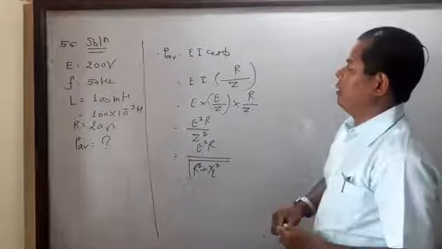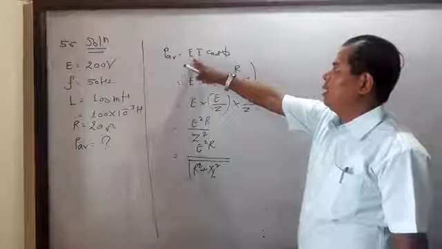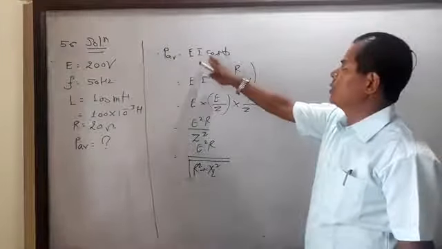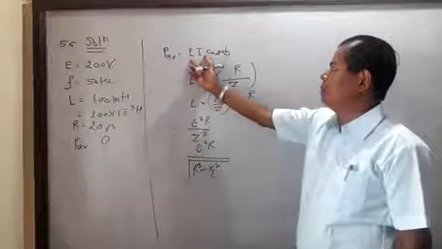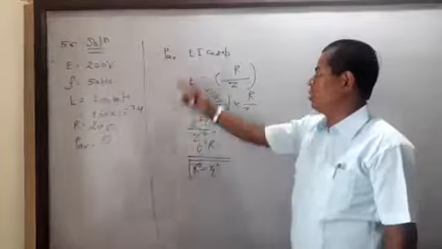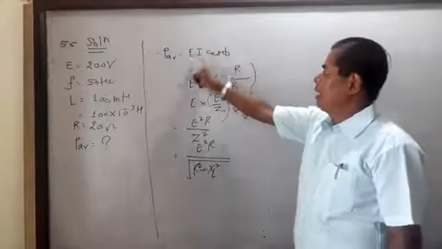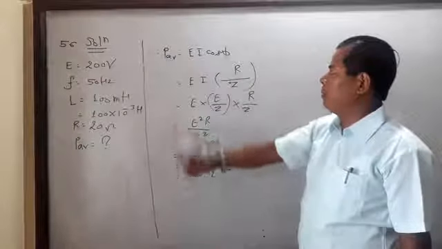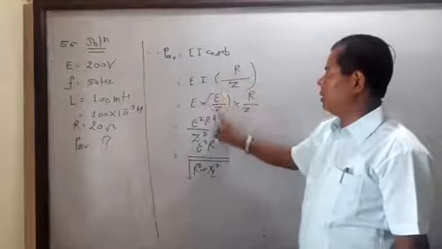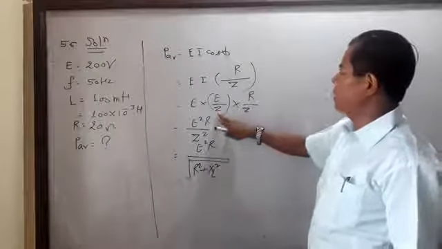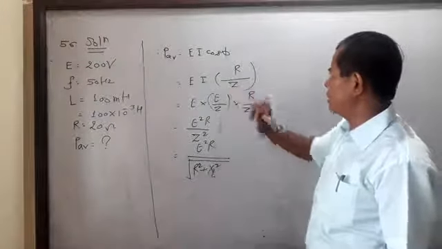Here this is the formula of average power: PAV is equal to E RMS into I RMS into cos phi. This is known as apparent power, this is the true power, and this is the power factor. Then E is given to us as 200 volt, but current is not given to us. That's why I is replaced by E by Z, where Z is the impedance. And power factor cos phi is equal to R by Z.